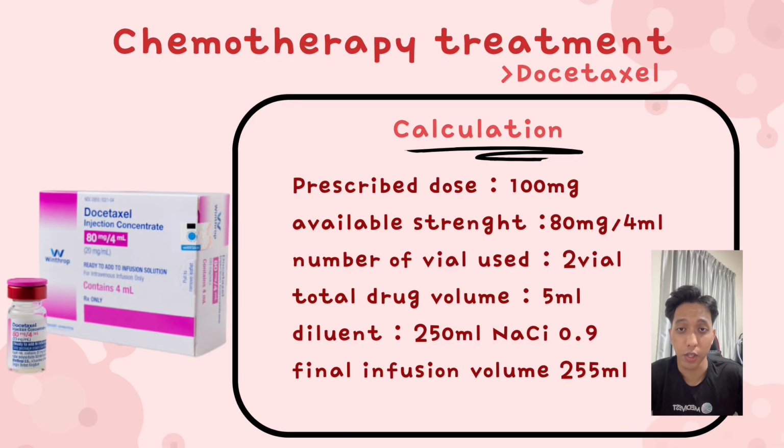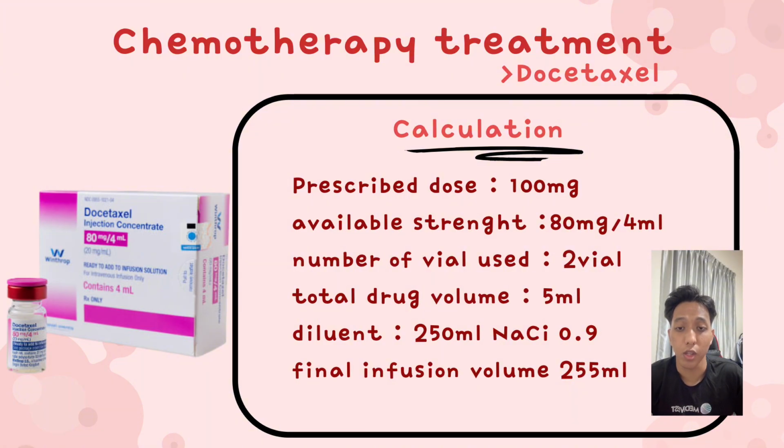Next, I will explain the calculation of docetaxel for this patient. The prescribed dose is 100 mg. The available strength of docetaxel is 80 mg in 4 ml per vial. First, we calculate the drug concentration. 80 mg divided by 4 ml equal 20 mg per ml. Next, we calculate the volume required to obtain the prescribed dose. Volume required equal 100 mg divided by 20 mg per ml, which equal 5 ml. This means we need 5 ml of docetaxel solution.